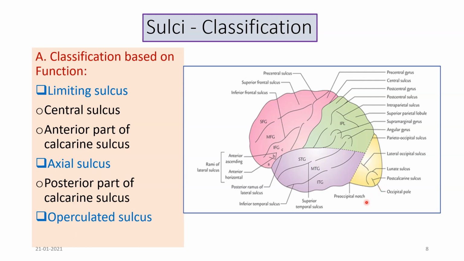Then coming to the operculated sulcus, which you can see here, the lunate sulcus, which is an example for the operculated sulcus, that will be having two lips, which will have striate and the peristriate areas, and within the depth of it will have the parastriate area. Areas 17, 18 and 19 will be located in relation with the lunate sulcus.